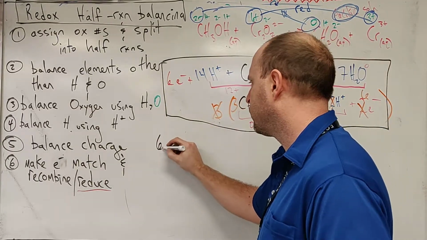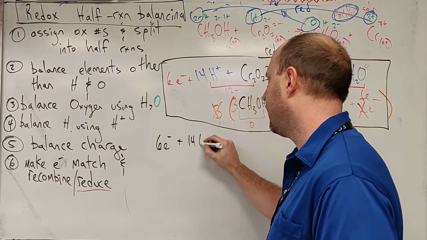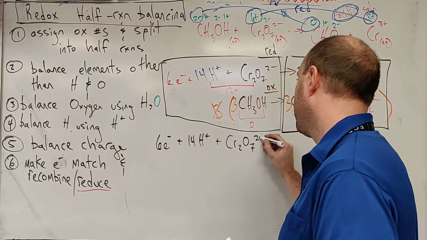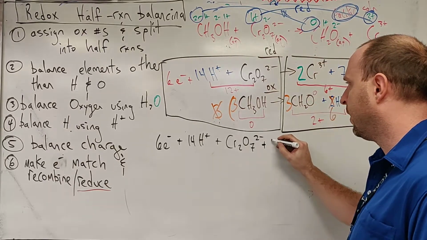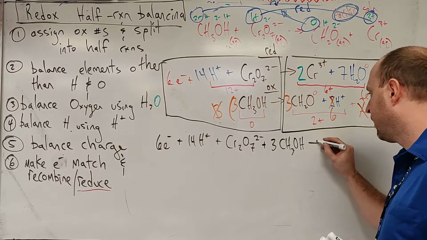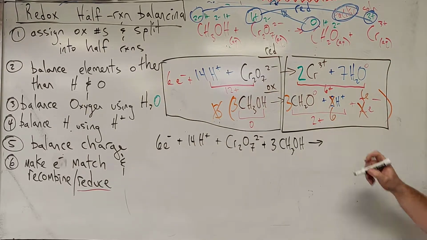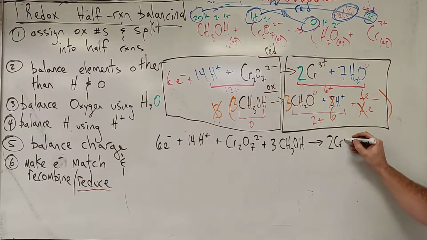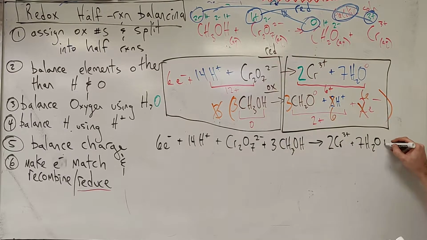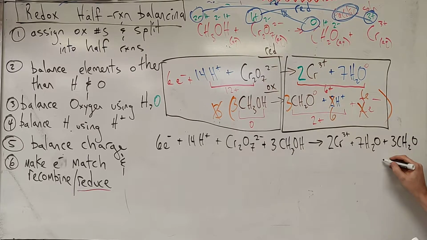Right at all your reactants, we've got 6 electrons, 14 hydrogen ions, and some dichromate. We also have 3 of those methanols. All right. My space budgeting is spectacular here. I've got 2 chromiums and 7 waters and 3 formaldehydes and 6 hydrogen ions and 6 electrons.